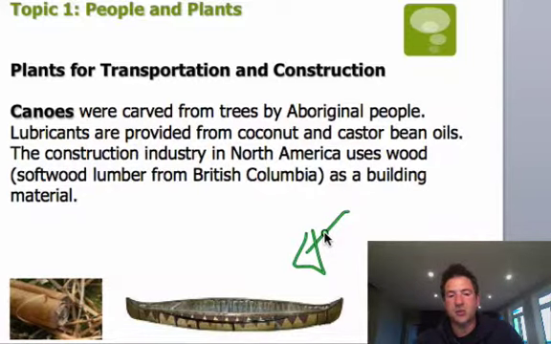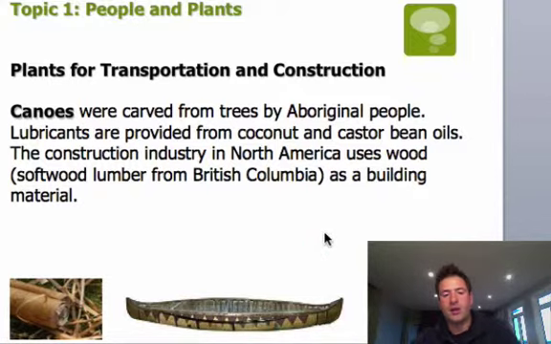How is it used for transportation? Well, it could be used for canoes. How else did they use it for transportation? Well, they used to make wagons and stuff. Where did they make them from? Wood, from trees. So all that stuff, we can use plants for transportation. We can use it for construction as well.